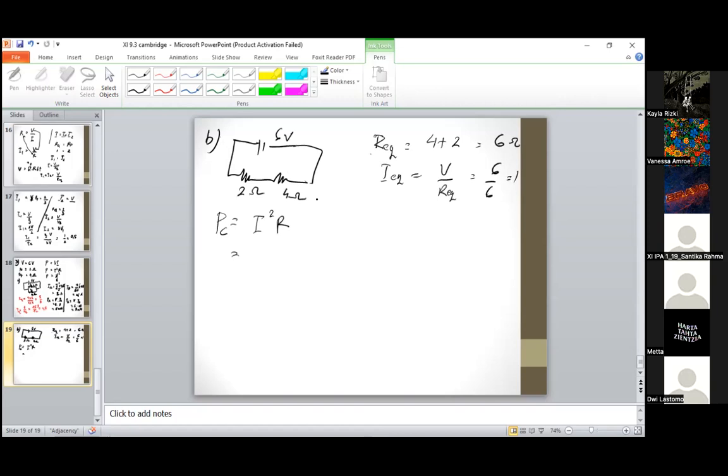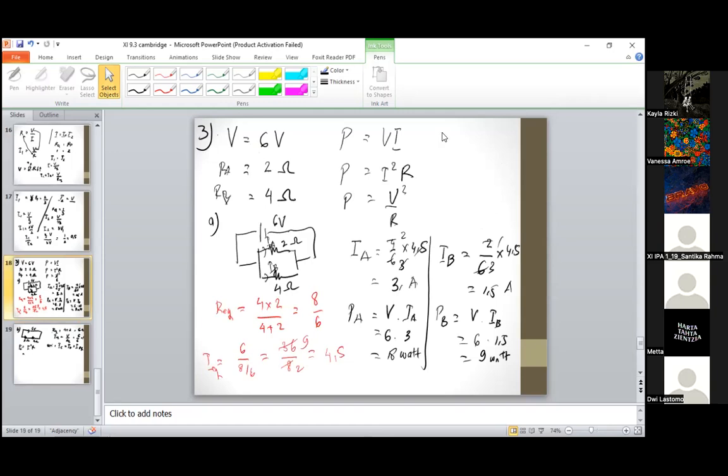And then because this is a series, so series will be AC equal to AD equal to I equivalent, while the parallel one, VA equal to VB equal to V total. This is the key.